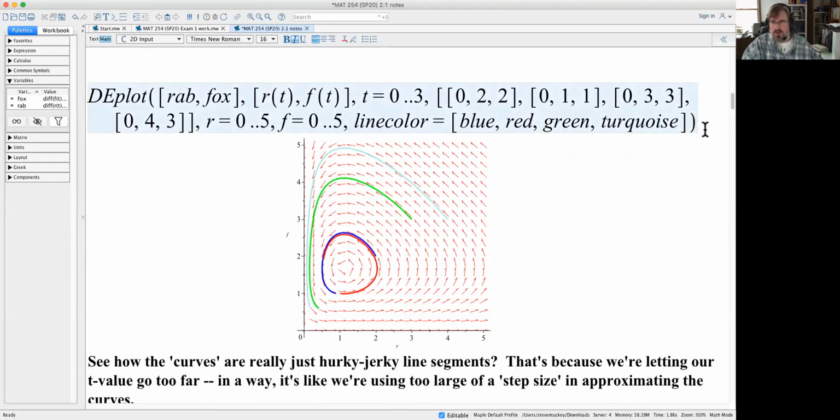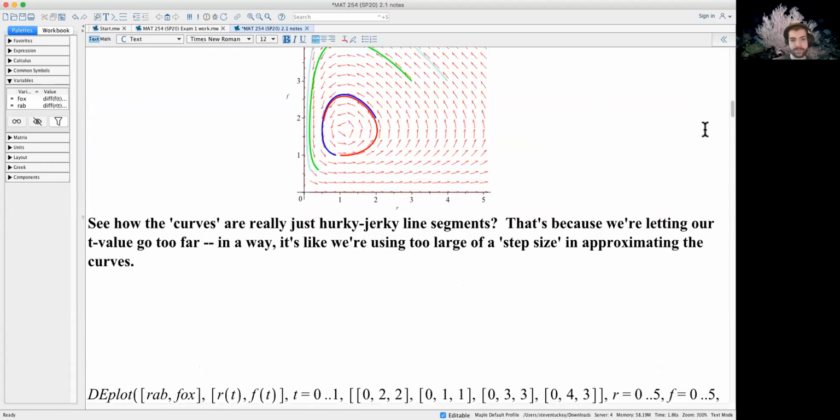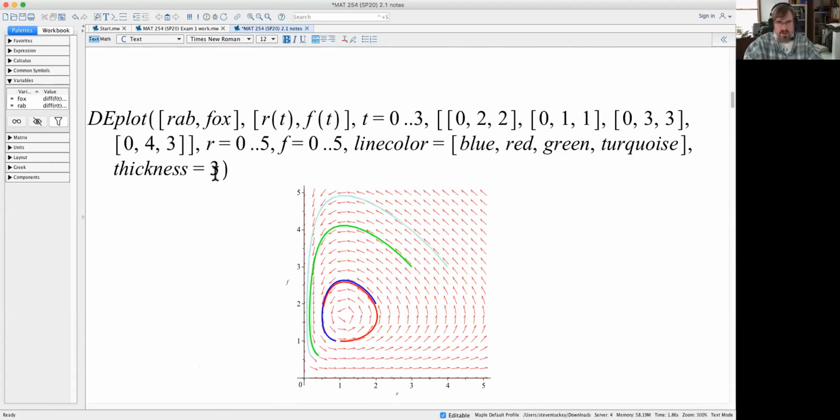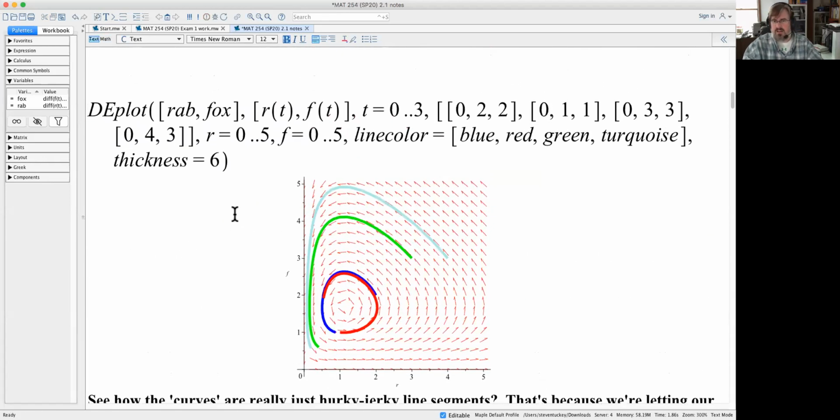Now, if I remember correctly, oh, I can't remember. Does anybody remember what the code is for making the curves thicker? Is it thickness? Pretty sure it's thickness. Well, let's see if I can get it with thickness. Oh, no, spelled wrong. There's an extra E in there. Thickness. Yeah, that's thickness. I'll try thickness equals 3. Is that going to do it? Let's try something bigger. Let's do like 6. Oh, look at that. Much better. Easier to see.